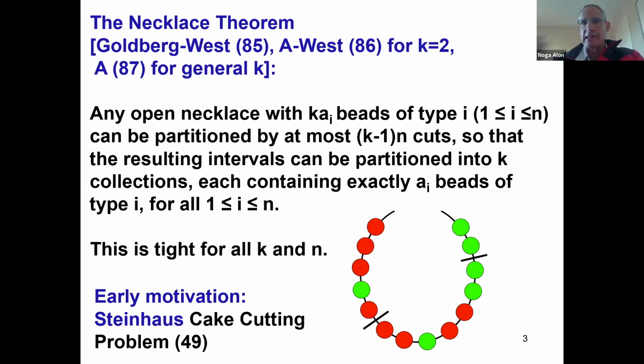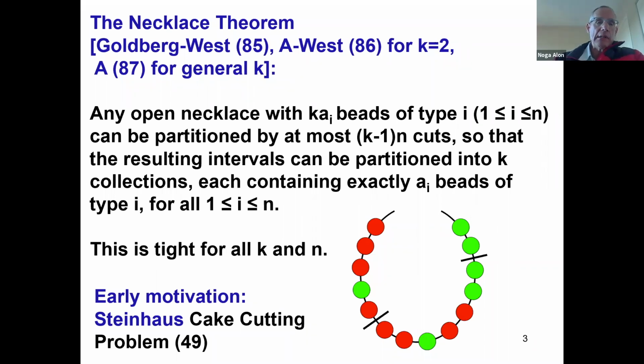And it's easy to see that this (k minus 1) times n is tight, because if the beads of each type appear contiguously on the necklace, then just to ensure that every thief will get a positive number of beads of each type, we have to have at least k minus 1 cuts inside the interval of diamonds, and at least k minus 1 cuts inside the interval of rubies, and so on. So altogether, we need (k minus 1) times n cuts. And the claim is that we can always do it.